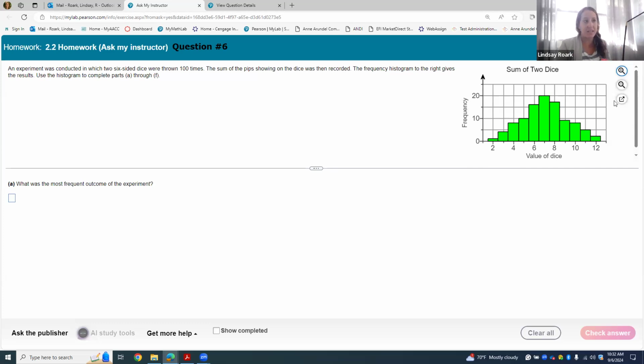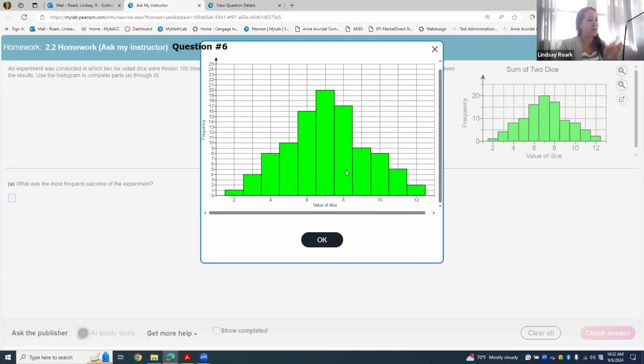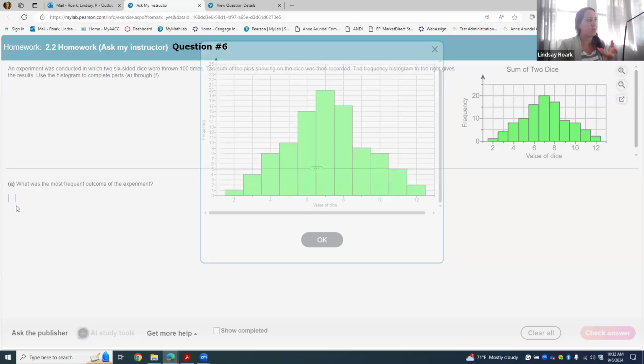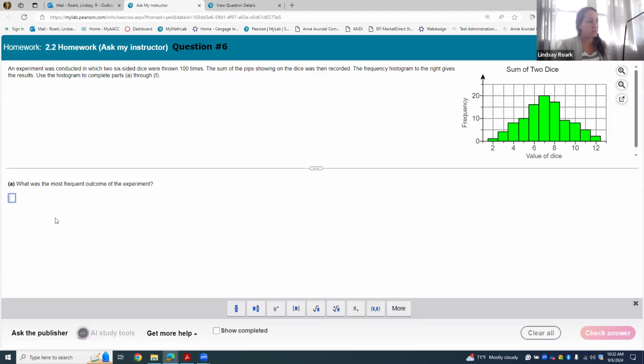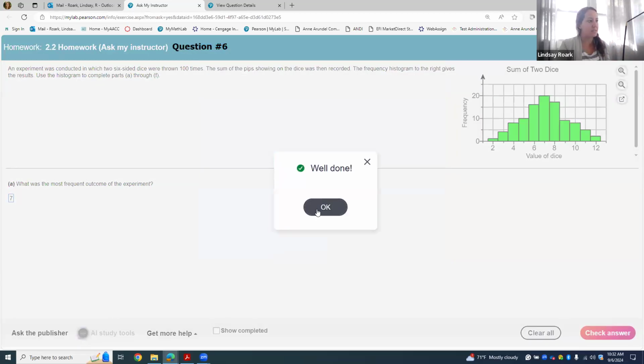Right. And again, it's numbered between 6 and 8. It's centered right over there. If you want to pop it out again, you might be able to see it a little better, but the outcome would be the number between 6 and 8. So it'd be 7. Okay, so I hope that makes sense.